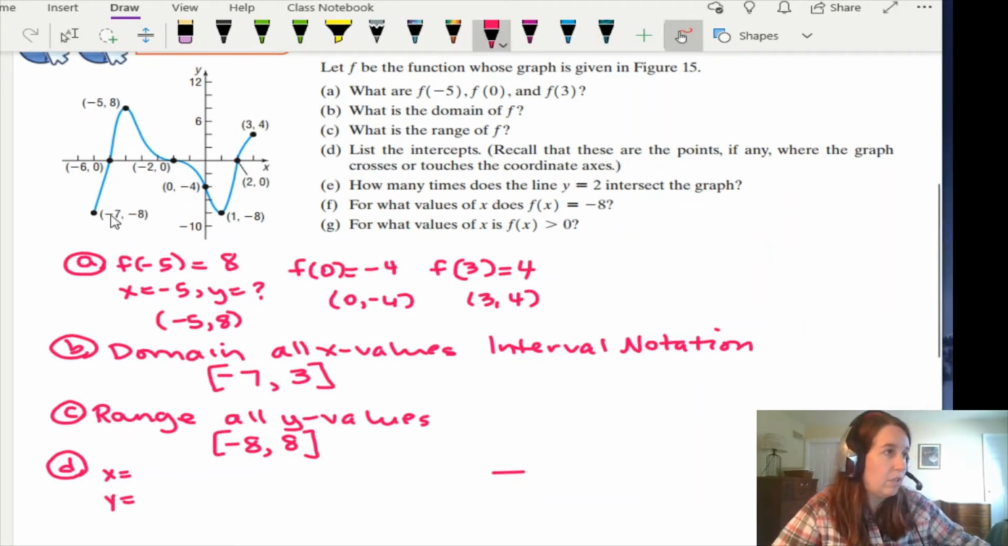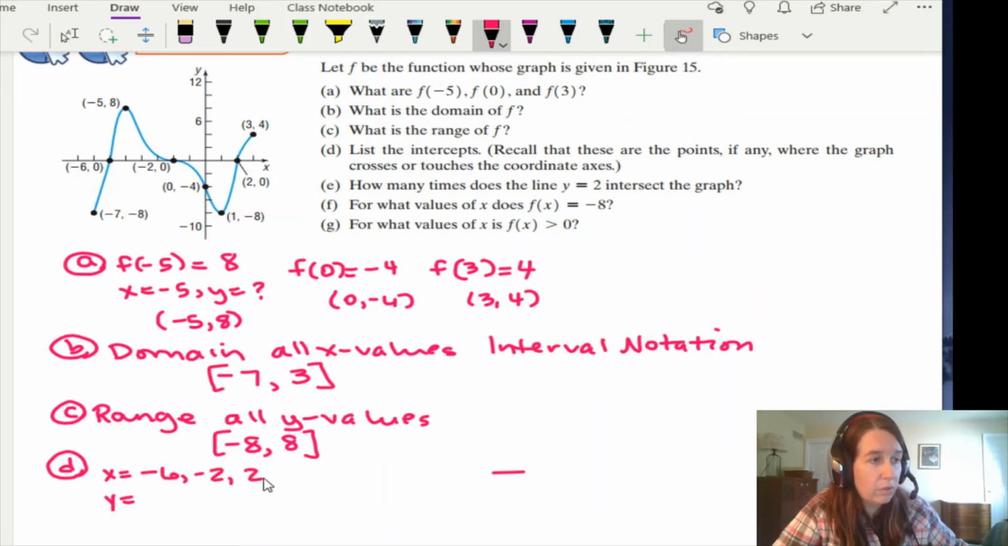All right, so our x-intercepts are where we have y equals 0. So there are 3 of them, and it's where we cross the x-axis. So that would be x equals -6, -2, and 2. Our y-intercept is where we cross the y-axis, and that's where x equals 0. And so that is at -4.